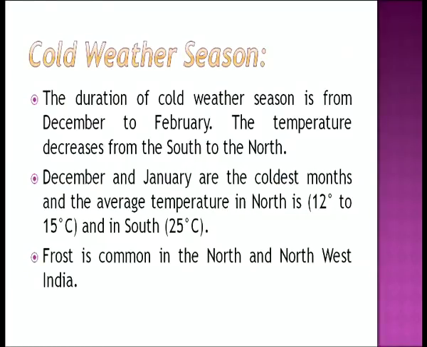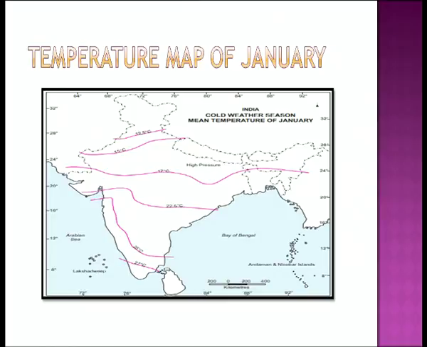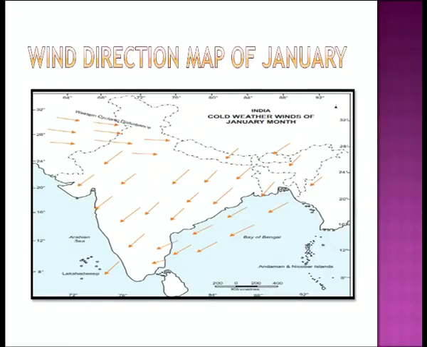The duration of the cold weather season is from December to February. The temperature decreases from the south to the north. December and January are the coldest months, and the average temperature in the north is 12 degrees centigrade to 15 degrees centigrade, and in the south it is about 25 degrees centigrade. Frost is common in north and northwest India. This map of January shows the temperature pattern. The wind direction map of January shows the pattern of wind direction in the month of January.